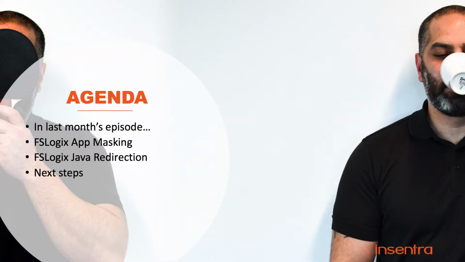Just a quick look at the agenda here. This should be a fairly short and sharp webinar. We'll do a recap of what I talked about in last month's episode. We'll then talk about FSLogix app masking and Java version control and how they assist in delivering applications in both virtual and physical desktop environments. And finally, a quick wrap up on next steps if you're looking at evaluations or how to deploy this in your environment.